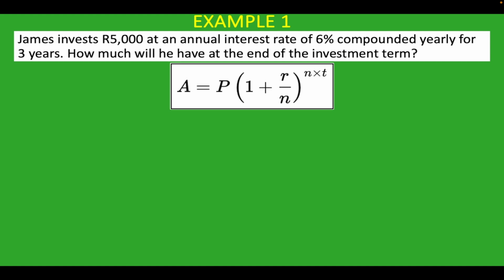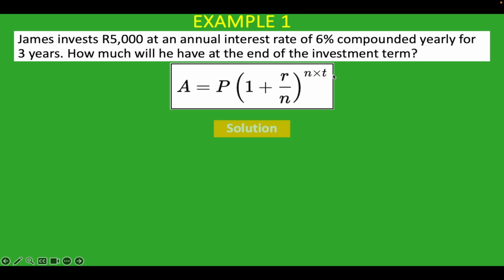And then you divide that by N. What is N? N is the number of compounding periods per year. And what are we told here? That the 6% is compounded yearly. So how many is that? That's once per year. Okay, it's compounded once per year if you're told it's compounded yearly or it's compounded annually. That's once per year. And then you raise that to the power of N times T. Of course, we've just mentioned our N is 1 and the T there is the number of years. And we are told that this is an investment for 3 years. So we'll put the T as 3.